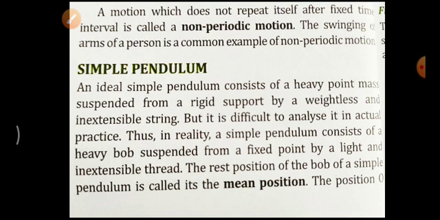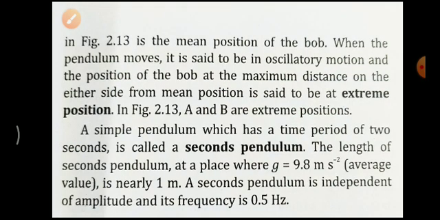The rest position of the bob of a simple pendulum is called its mean position. If it is not moving anywhere, if it is constant, then that position is called the mean position of the simple pendulum. The position O in figure 2.13 we have seen, that one is the mean position of the bob, and when we try to displace that simple pendulum, obviously it will be moving on either side of that mean position.